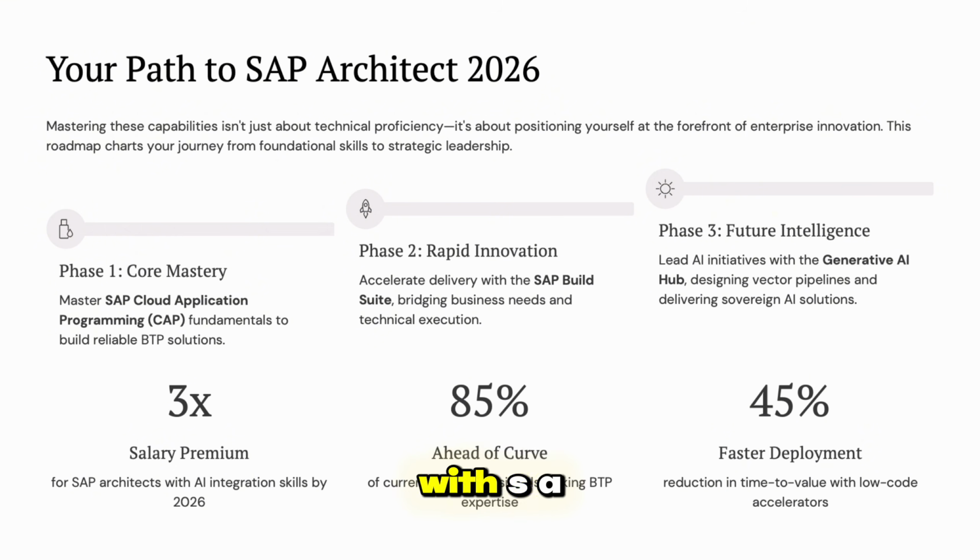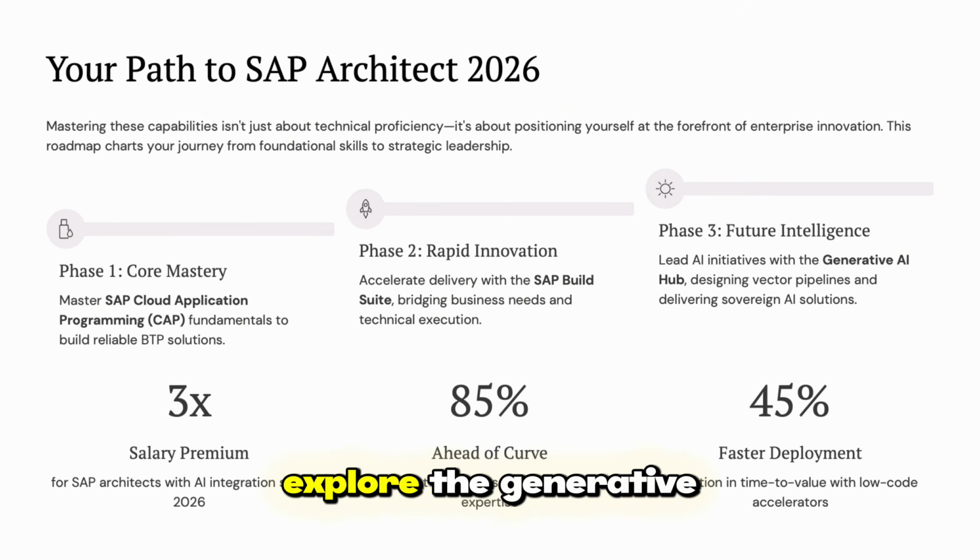Second, get comfortable with SAP Build. Even if you are a hardcore ABAP developer, ignore low code at your own peril. Knowing how to leverage visual tools for the UI and process automation will save you hundreds of hours of manual coding, allowing you to focus on the complex business logic that truly adds value.